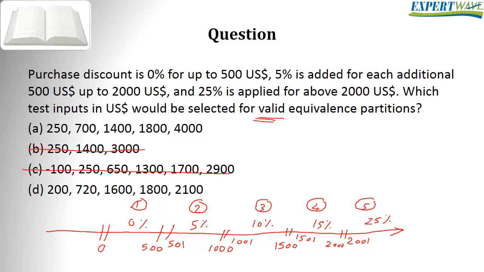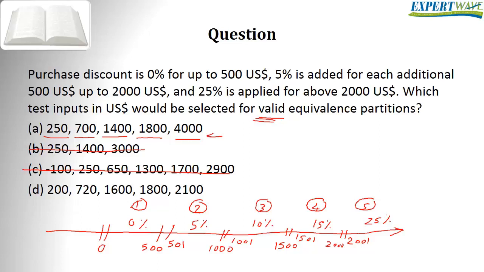Looking at each value one by one in each choice, we can decide if we are on the right track or not. We have now fully defined our partitions, so it will be very easy to map the numbers to the partition. 250, yes, it's between 0 and 500. 700, yes, it's between 501 and 1000. 1400 is between 1000 and 1500. 1800 is between 1500 and 2000. 40,000 is above 2001. So most likely choice A is correct.